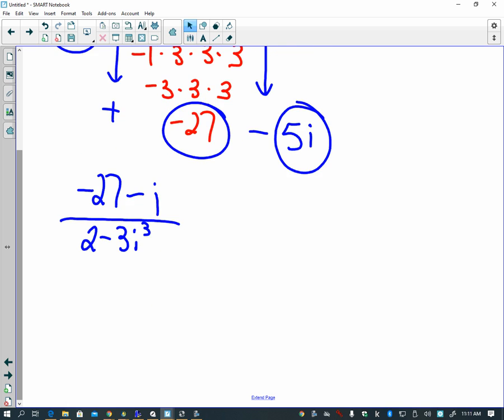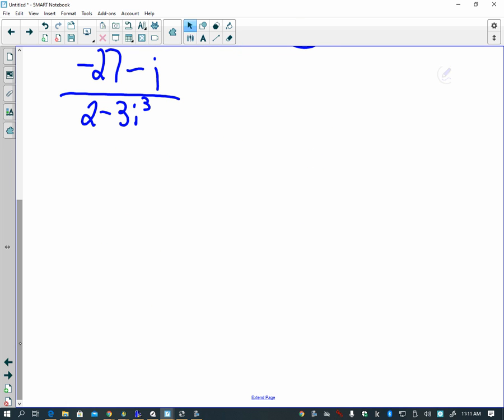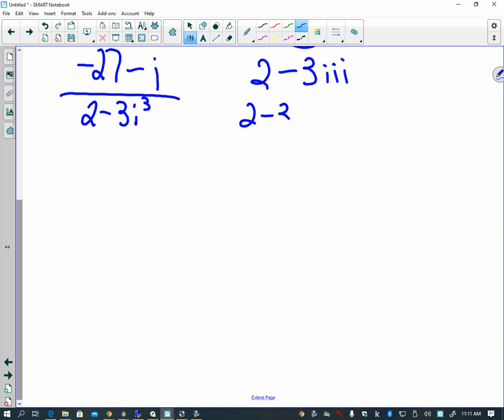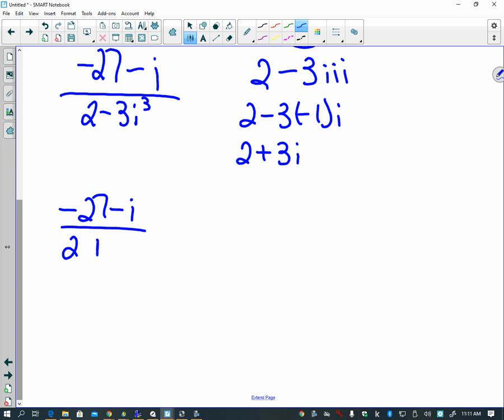This is a long question now that I'm looking at it. Okay, so let's look at just that denominator there, 2 minus 3I cubed. 2 of those i's become what? So 2 minus 3 times negative 1 times I. Negative 3 times negative 1? Positive 3. So that's actually 2 plus 3I, correct? Yes? Okay, so I have negative 27 minus I over 2 plus 3I. Oh, it'd be good to be all done, wouldn't it?